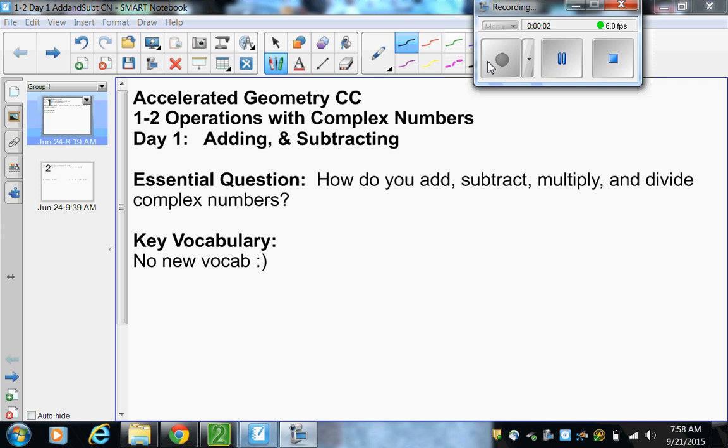This is the video for Accelerated Geometry on Section 1-2 on operations with complex numbers. In this first day, we're going to spend time just adding and subtracting complex numbers. But by the end of Section 1-2, you should be able to answer the question of how do you add, subtract, multiply, and divide complex numbers. Good news is there is no new vocabulary in this section.